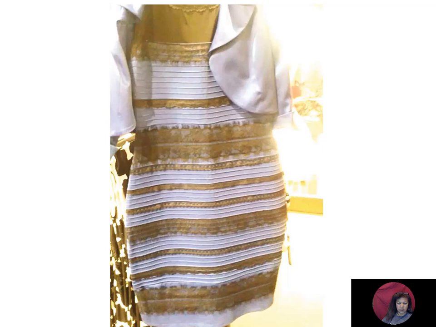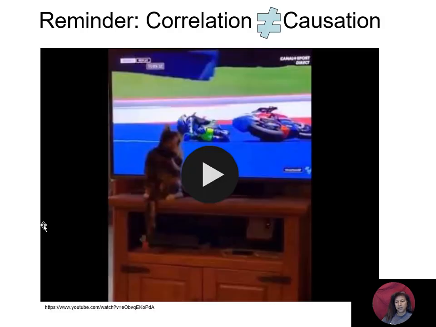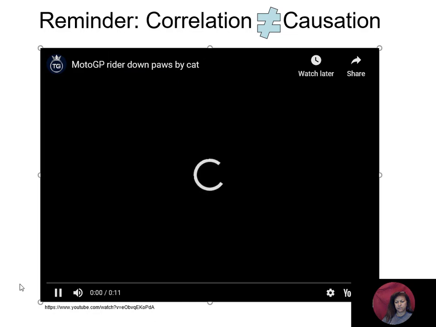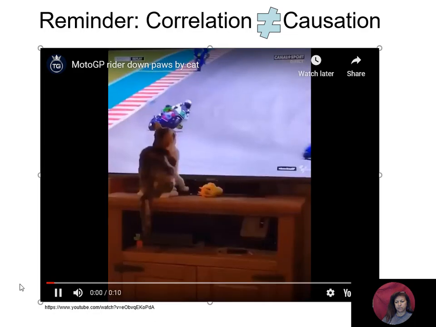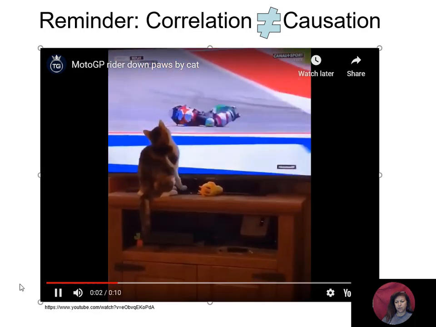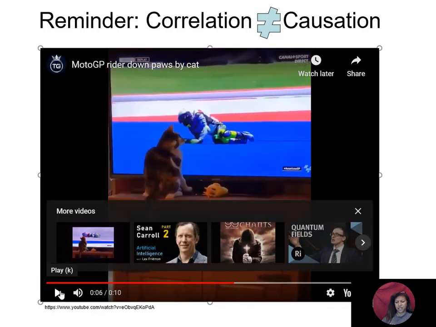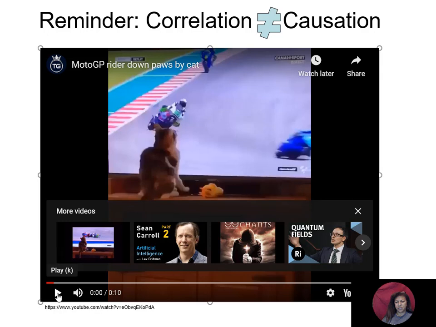Let's move along. The other thing that I want to point out here, let's see if we can get our video to work. Watch our happy little cat sitting here watching a motorcycle race on TV. Let's see what happens. Boom. That's nice. The power of the cat, right? Totally swiped that motorcycle and down he went. Let's watch it again.